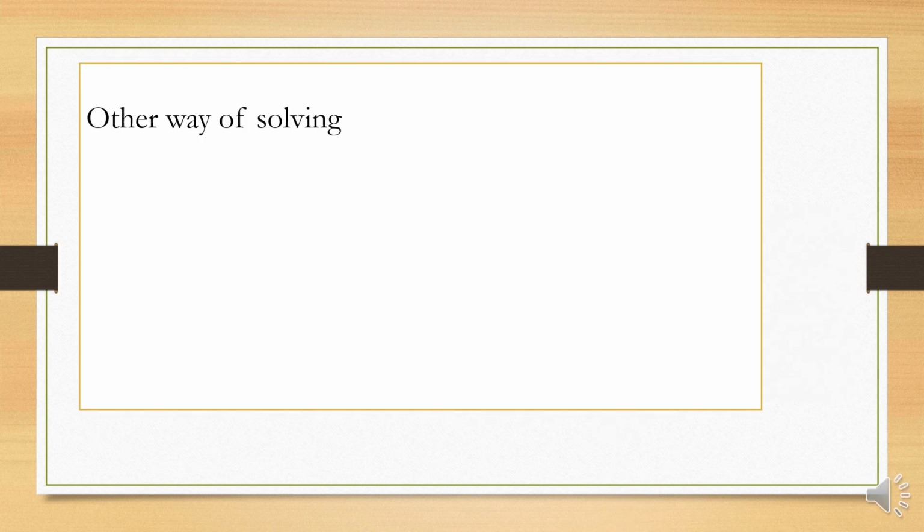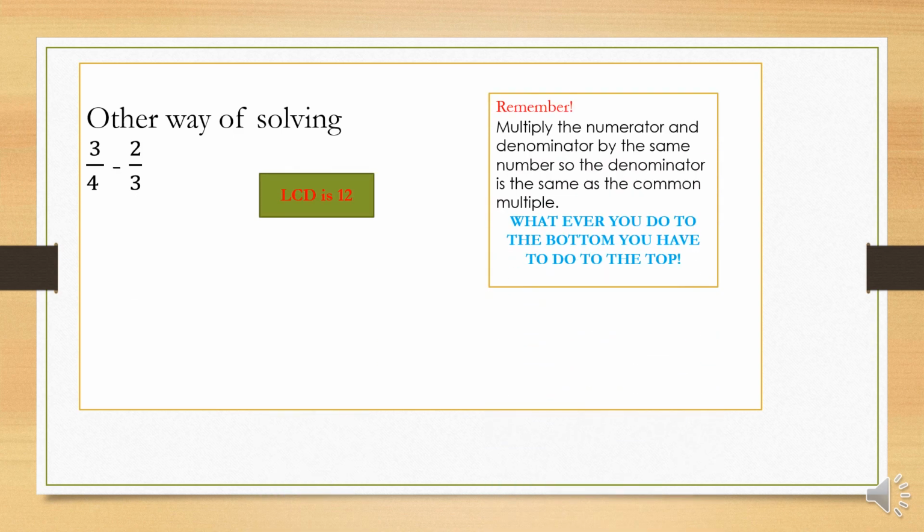Other way of solving. 3/4 minus 2/3. Again, the LCD is 12. Remember this, multiply the numerator and the denominator by the same number so that the denominator is the same as the common multiple. Whatever you do to the bottom, you have to do to the top.